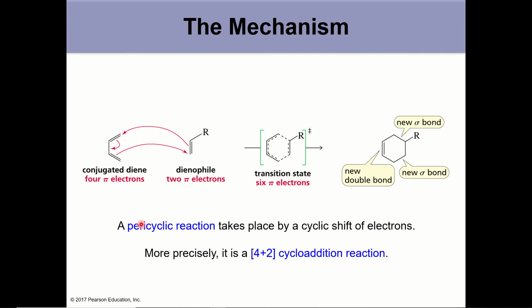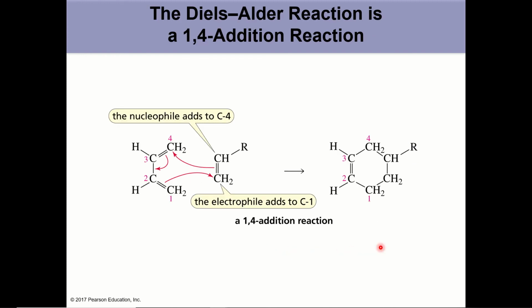This type of reaction is called a pericyclic reaction. It's a cyclic shift of electrons without moving carbons. And more precisely, we would call this reaction a 4+2 cycloaddition. So we have 4 pi electrons plus 2 pi electrons to make a 6-membered ring. So we can go over it again.